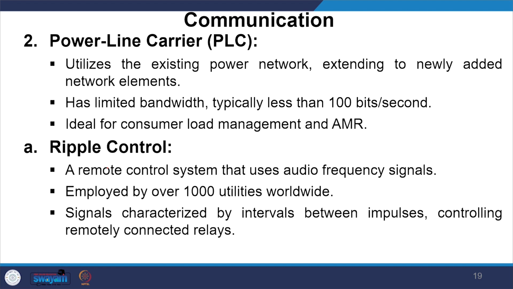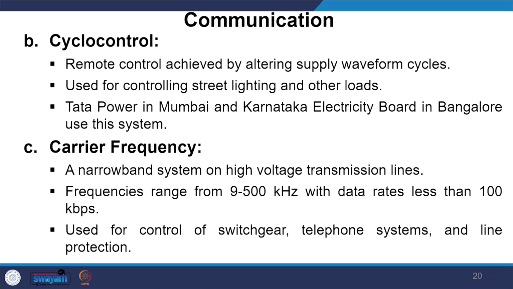Ripple Control is a remote control system that uses audio frequency signals, employed by over 1,000 utilities worldwide. Signals are characterized by the interval between impulses, controlling remotely connected relays. Cyclocontrol is remote control achieved by altering supply waveform cycles, used for controlling street lighting and other loads. Tata Power in Mumbai and Karnataka Electricity Board in Bangalore use such cyclocontrollers.